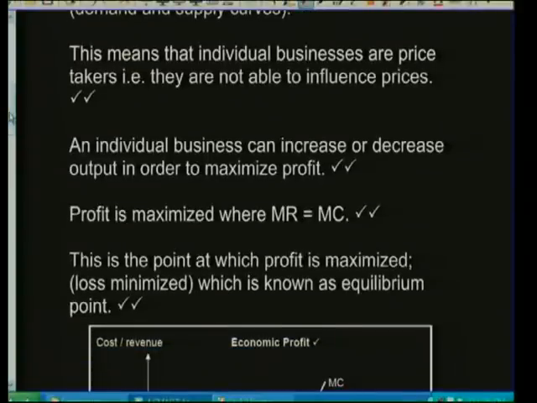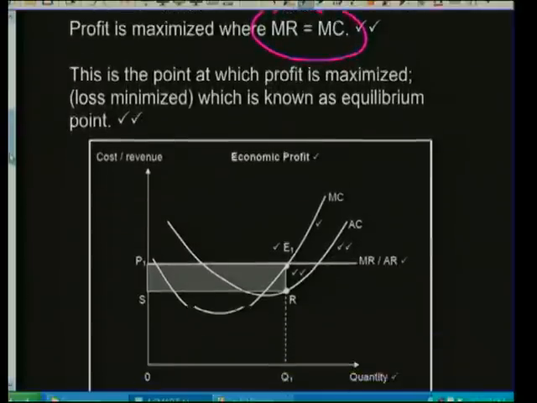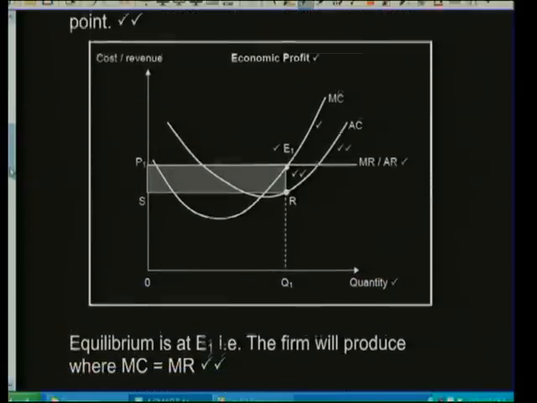Again, as we said before, individual businesses are price takers. In other words, they're not able to influence the price. And what does the individual do? He can increase or decrease his output in order to maximize the profit. So the only thing that you can do to maximize your profit, to make more profit, is to increase your production. Profit is maximized, again, as we mentioned earlier on, where marginal revenue equals marginal cost. This is the point at which the profit is maximized, which is known as the equilibrium.